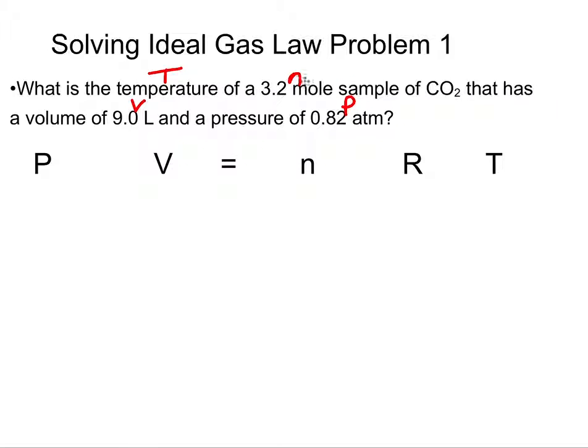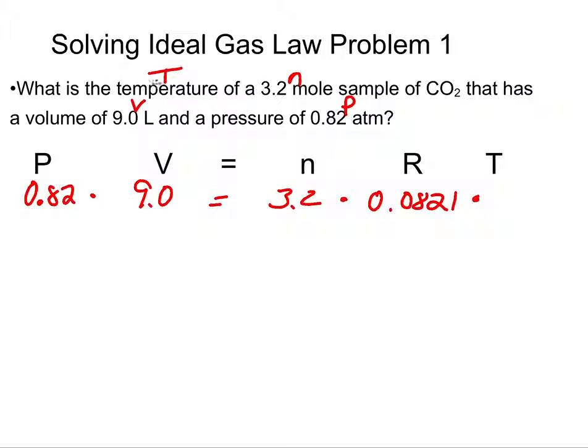So then I just take these after I've marked it all up, and I start filling in my equation. Write the equation down. Yes, I did it for you. It's in the notes already. But you guys, if you were doing a problem from scratch, you would have to write it down yourself. So 0.82 goes in the pressure spot. The volume is 9.0. The N is going to be 3.2. The R, we never ever wonder. It's always 0.0821.